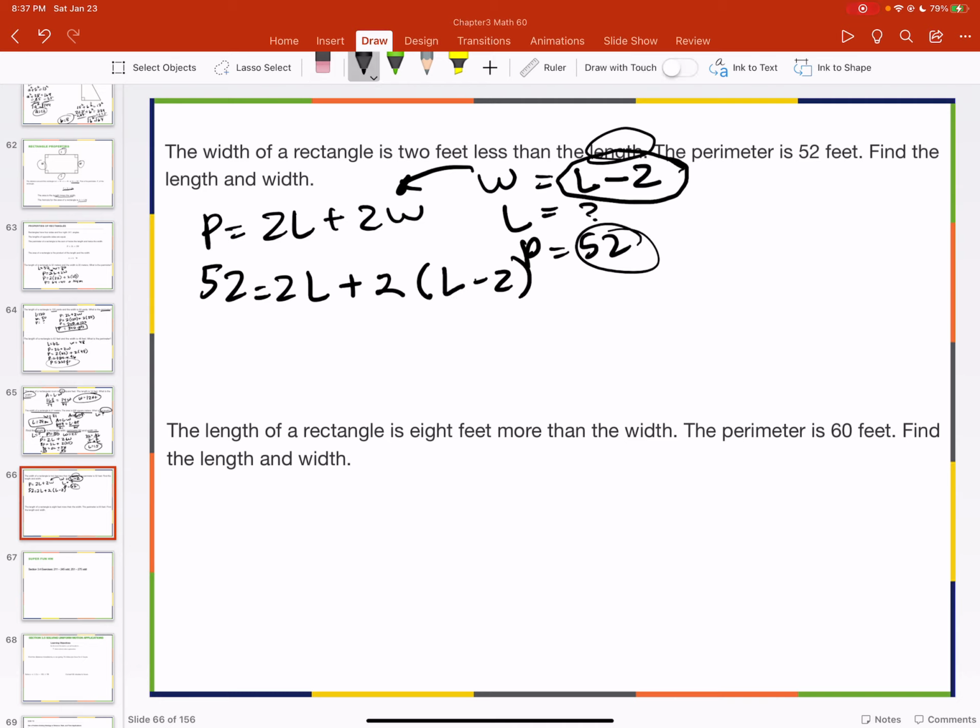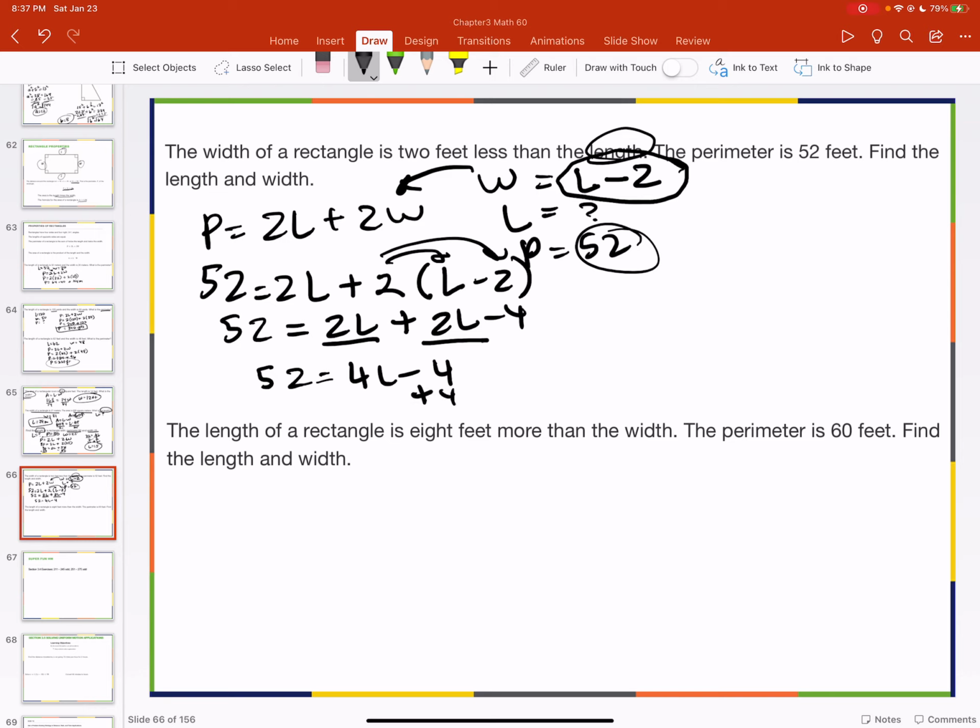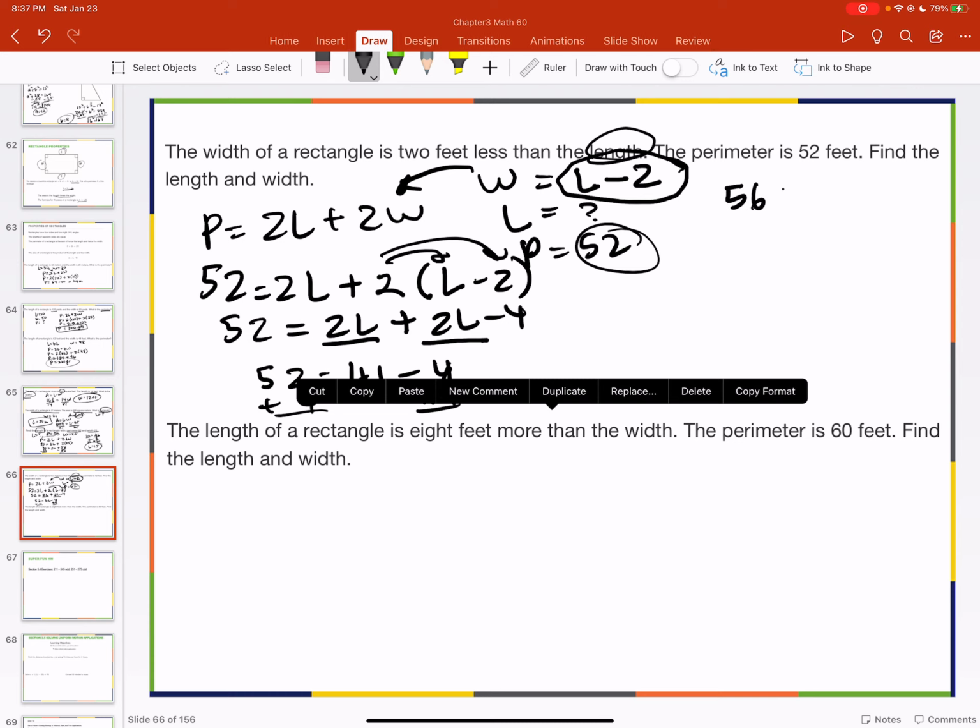Okay, there you go. So now I have something that is a single variable, and I can use distribution property. That's going to become 2L minus 4. Combining like terms on the right-hand side, I get 52 is equal to 4L minus 4. So then add 4 to both sides, I get 56 on the left-hand side is equal to 4L, divide by 4. I get length is equal to 14. So the length is 14 meters.